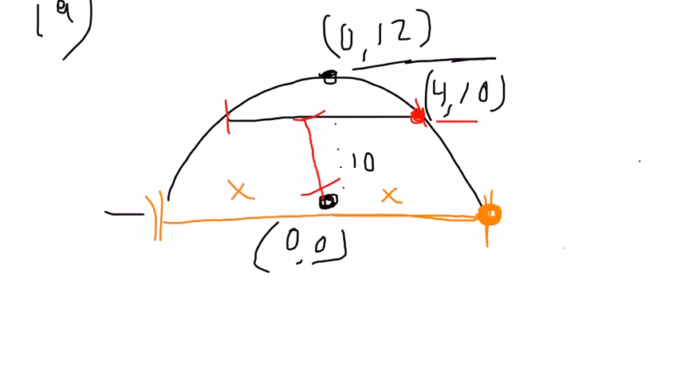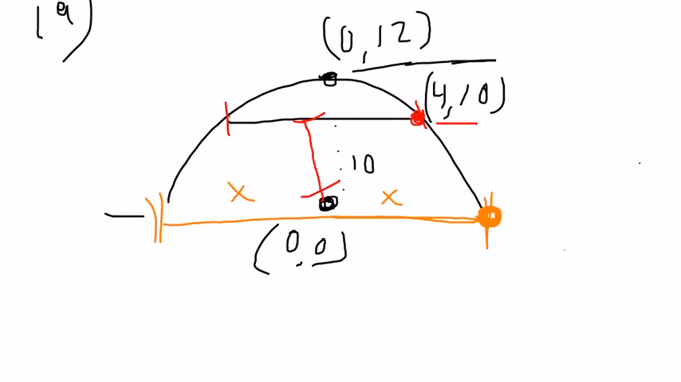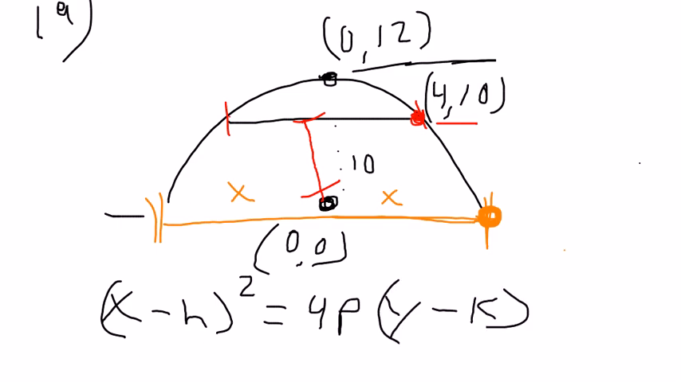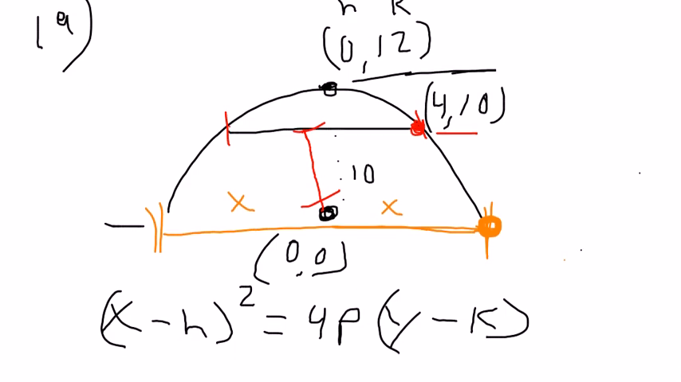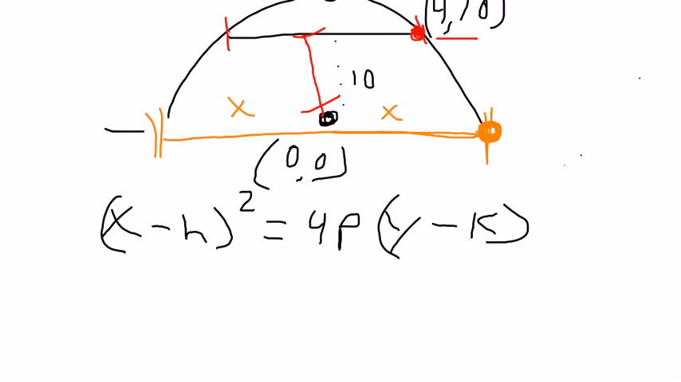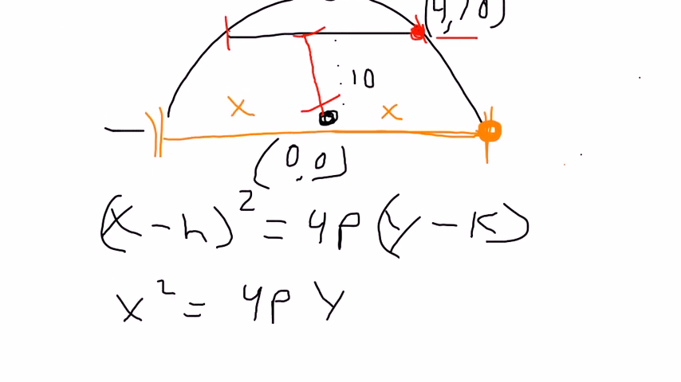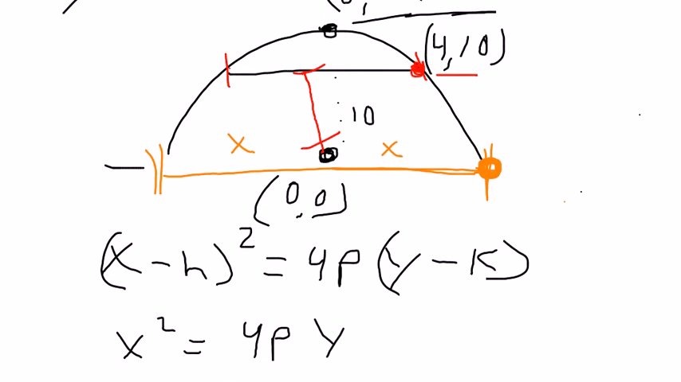Which formula are we going to use? Looking back on page 734, we're going to use (x minus h) squared equals 4p (y minus k), where h is 0, k is 12. Alright, well this gives us a couple of these points. h is 0, k is 12. So I get x squared equals 4p (y minus 12).